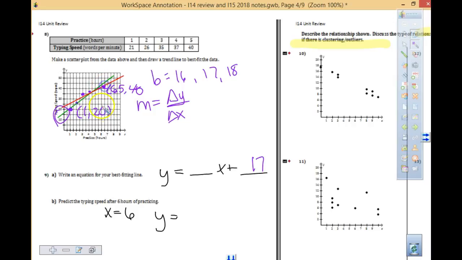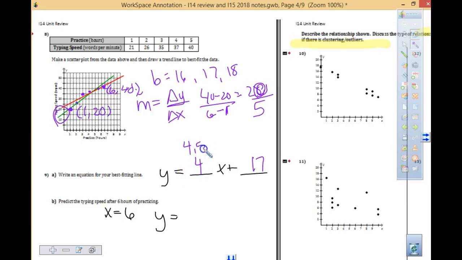Probably closer to 45 if I'm looking at that. And I might even go, this point is even better. At 6, it's right at 40. So if I have 6, 40 and 1, 20, remember, the change in y, 40 minus 20 gives us how much? 20. 6 minus 1 gives us 5. So we have 20 divided by 5. So we can have 4 for a slope.